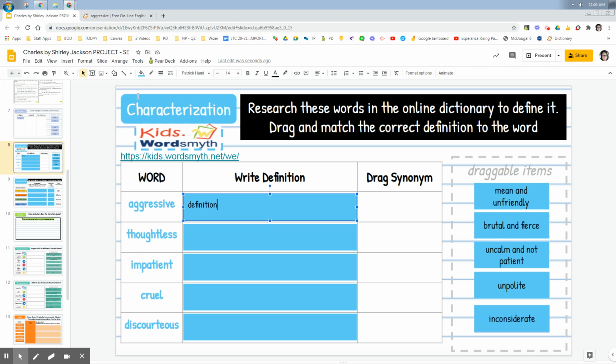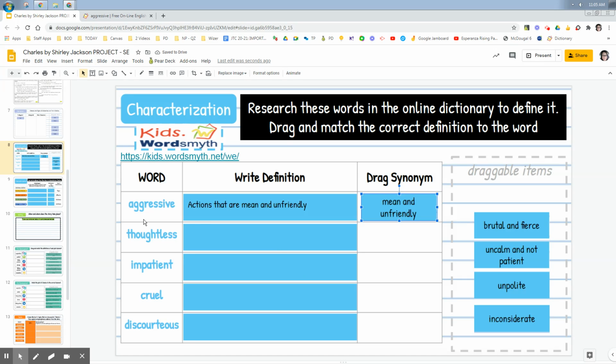So I'm going to go back to where it says definition underneath where aggressive is. I'm going to write actions that are mean and unfriendly. And the next step is I see these synonyms over here on the right: mean and unfriendly, brutal and fierce, uncalm and not patient, unpolite and inconsiderate. I'm going to match one of these synonyms to the definition that I wrote. Well, the definition says mean and unfriendly, and then I see a synonym that says mean and unfriendly. I'm like, okay, that should match. So you drag and match it.